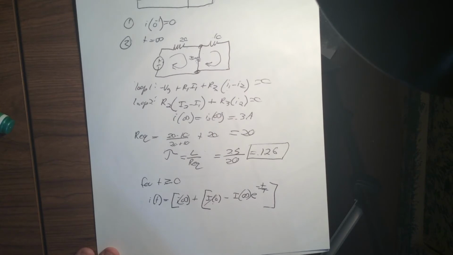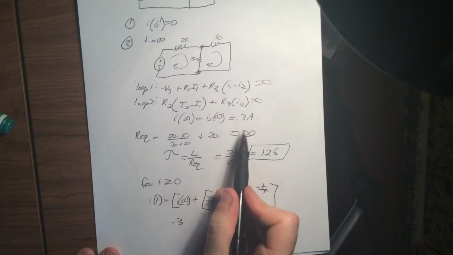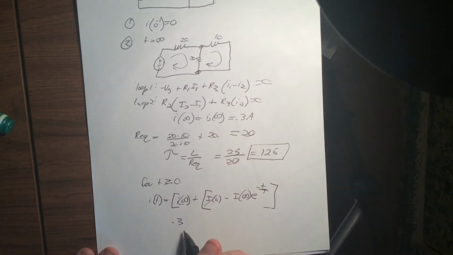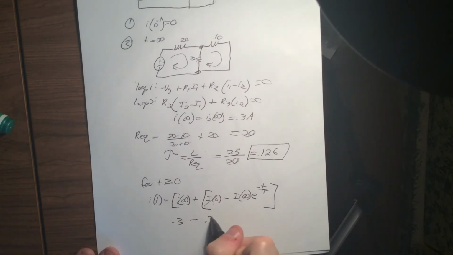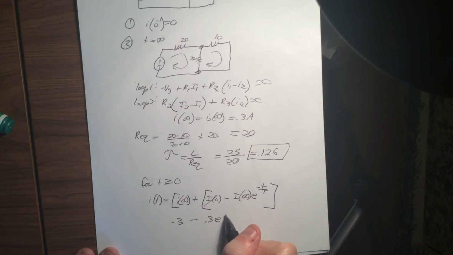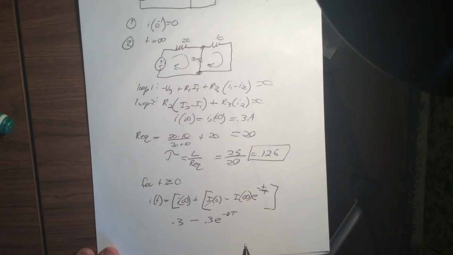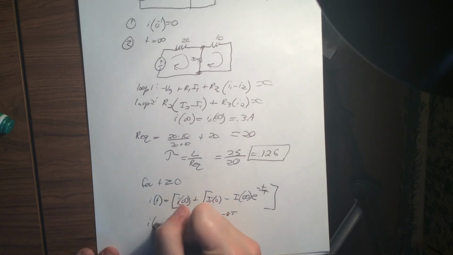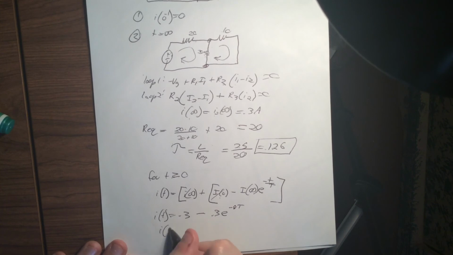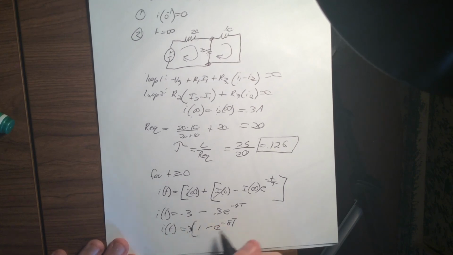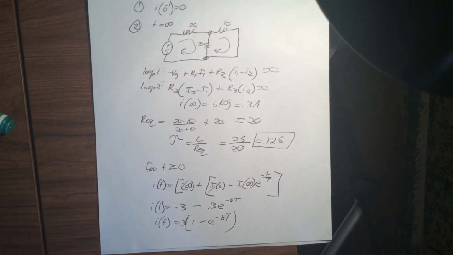I of infinity equals 0.3, because we already had that up here. So we have 0.3 minus 0.3 times the decay constant, e to the minus 8t, and that is i of t. We can simplify that out: i of t equals 0.3 times (1 minus e to the minus 8t) amps. Cool. And that's how we solve 5-53.